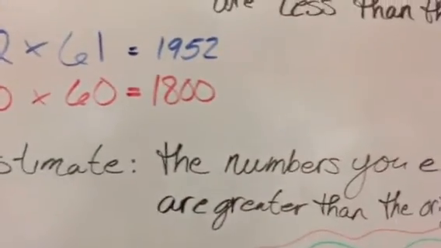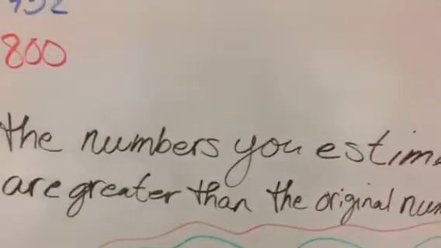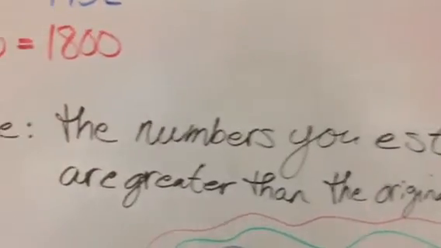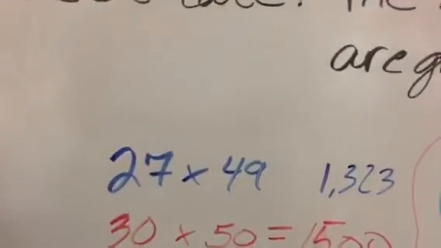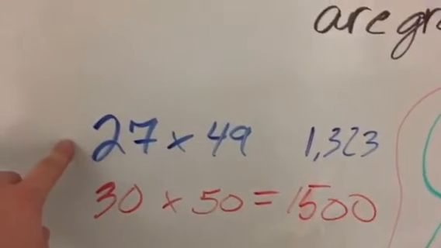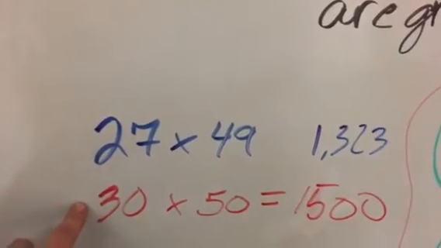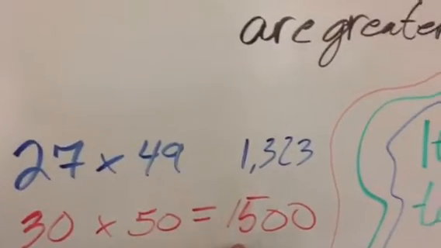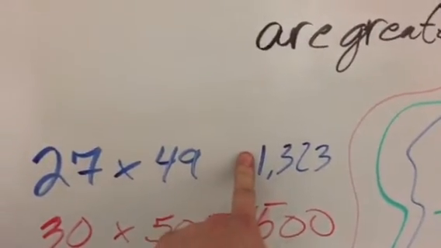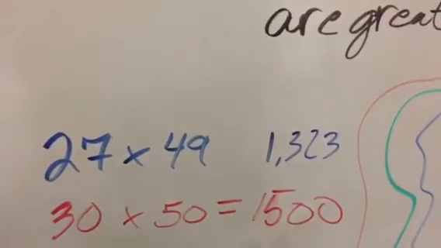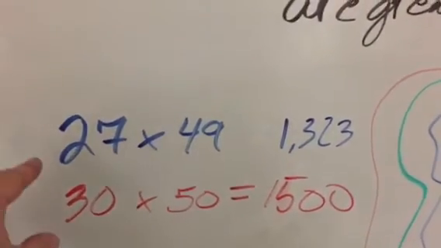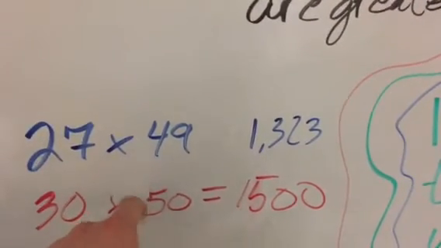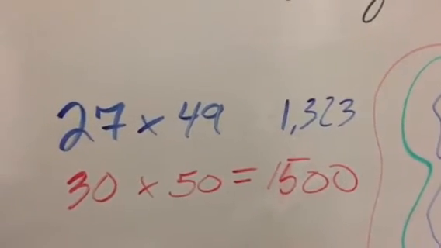An overestimate has the same definition, except it's when your numbers are greater than the original number. So let's look at this. 27 times 49. I take my 27, turn it up to 30. 49 is up to 50. 30 times 50 is 1,500. It's close to the real answer, but I can do it in my head. And since both the 30 is greater than 27 and 50 is greater than 49, it's going to be considered an overestimate.